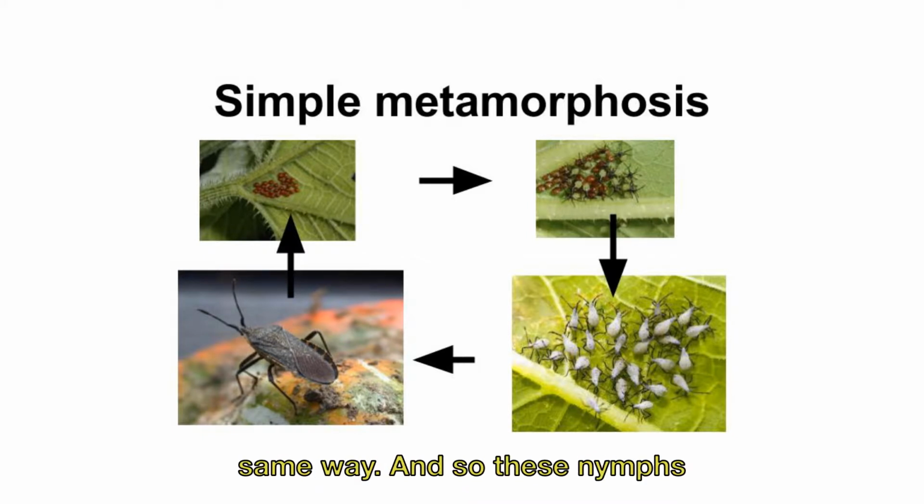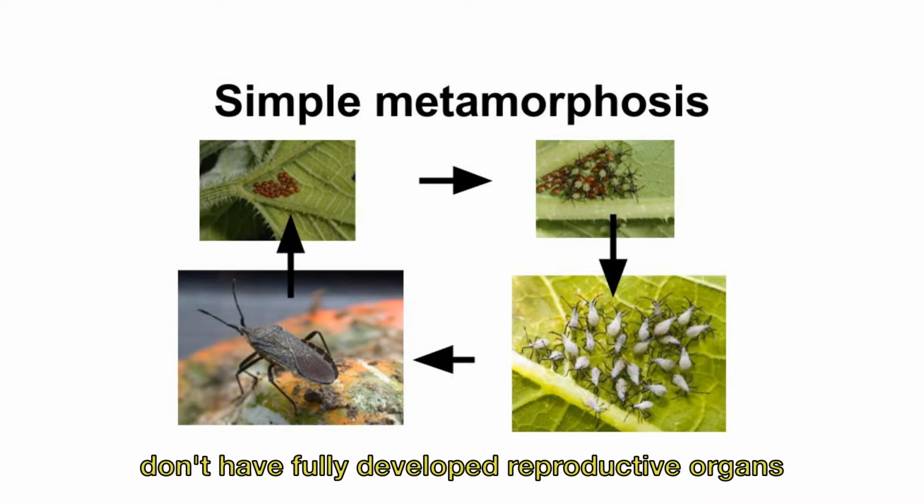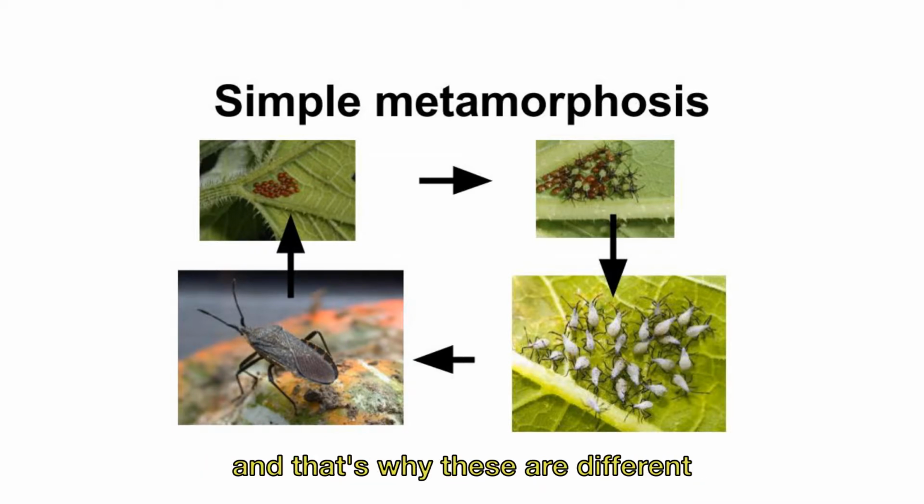And so these nymphs subsequently grow into this adult that I'm pretty sure you have seen if you grow squash. So the difference here is that you have the nymphs that are unable to fly. They have little wing pads, but they don't have fully developed wings. They also can't reproduce. They don't have fully developed reproductive organs. And that's why these are different from the adult, which is much more mobile. It can move around. It can fly large distances, and it's able to reproduce.